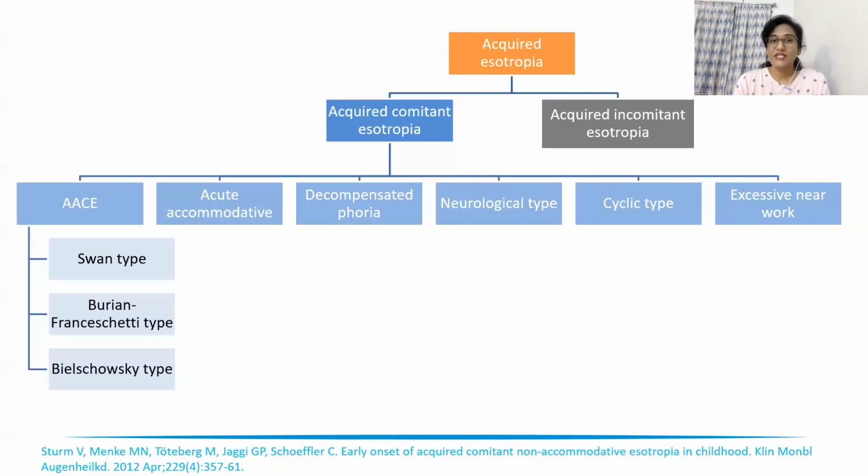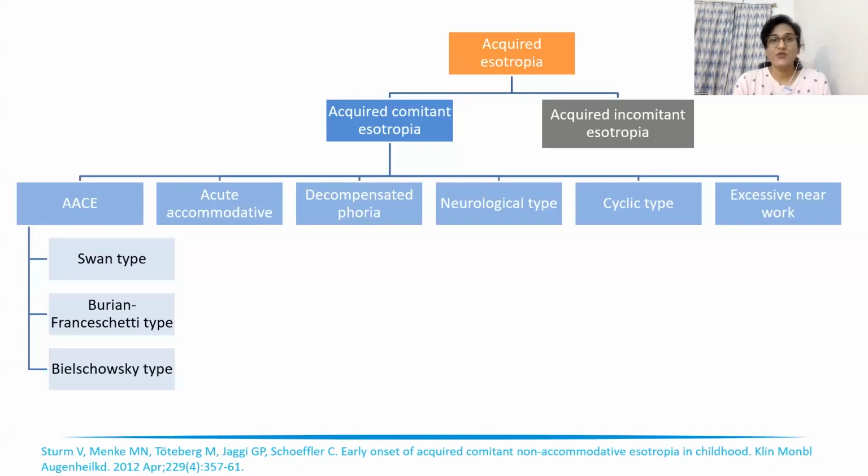What was initially known about this particular entity called acute acquired comitant esotropia was that it was mainly of three types. This was what was initially thought. One was the Swan type or type 1. The second was type 2 or idiopathic type. And the third was type 3 or the Bielschowsky type.